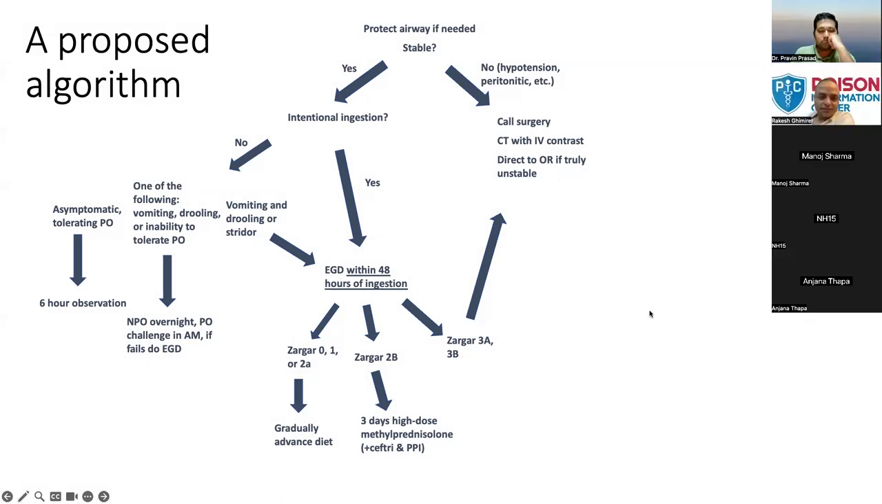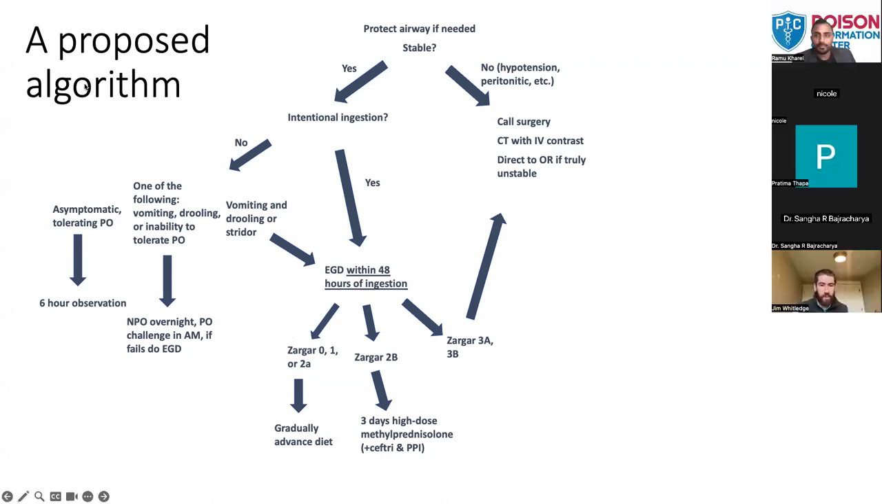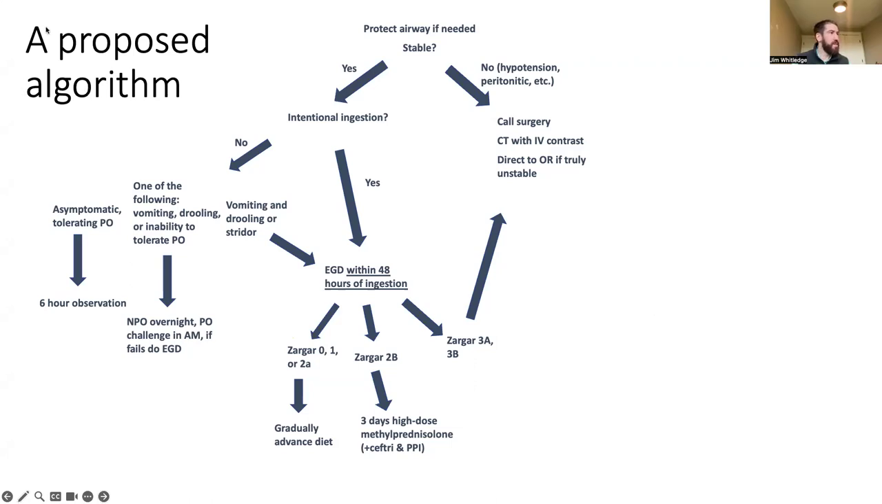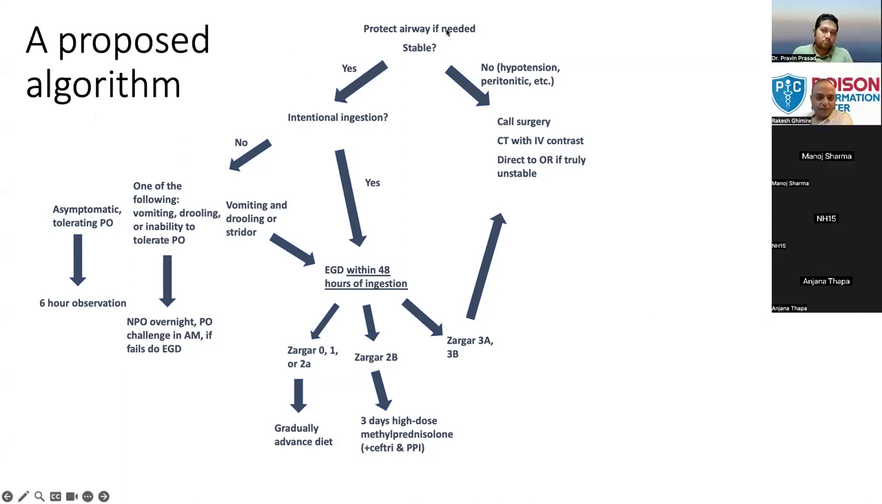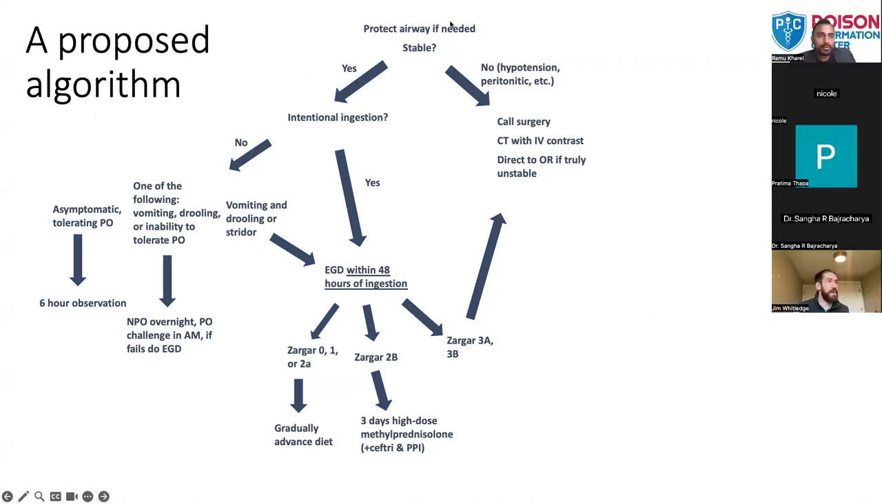Incorporating both CT and EGD, I had this proposed algorithm, and a lot of U.S. poison centers probably practice somewhat similar to this, but there's variation, and this is also predicated on there being availability of both CT and EGD. So I think the first thing you want to do is look at the airway. Is your airway protected? Does the patient need to be intubated right away?